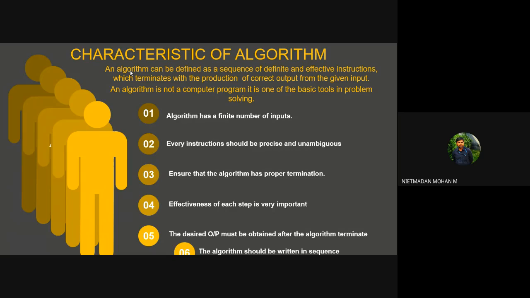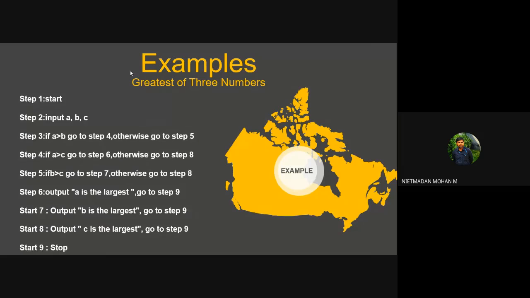And every instruction should be precise and unambiguous. Ensure that the algorithm has proper termination. Proper termination means, coming to step 4, if A is greater than C, go to step 6. If you eliminate the otherwise, go to step 9, what will happen? It causes an error. Suppose A is equal to 1 and C is equal to 5, and you have eliminated the otherwise, go to step 8, then the algorithm will stop at an inaccurate point and will not produce any result there. Correct?